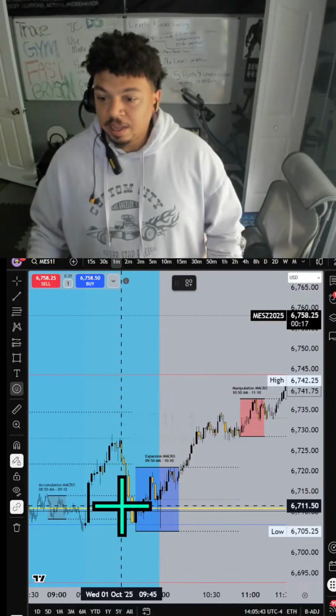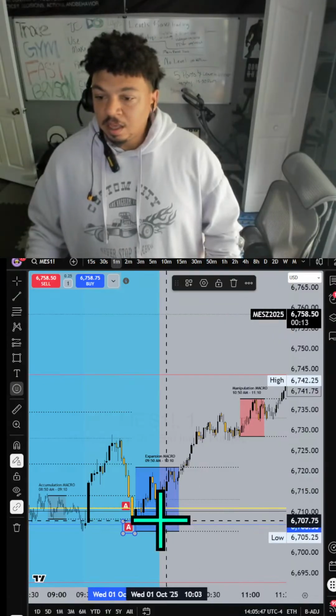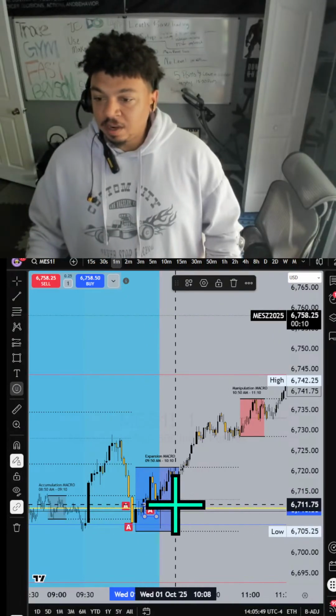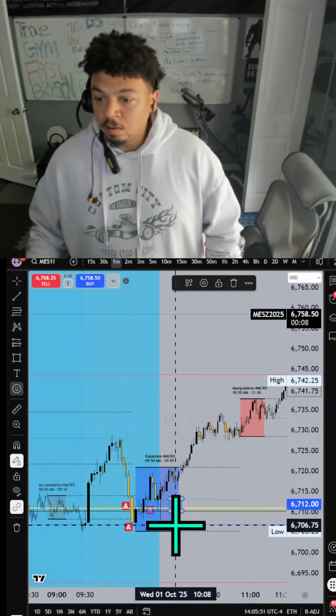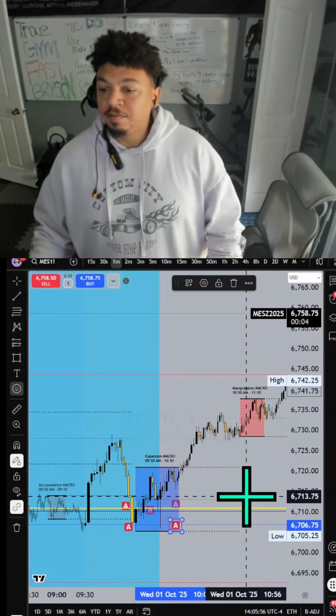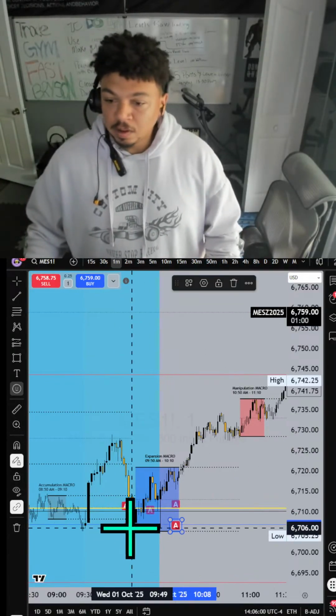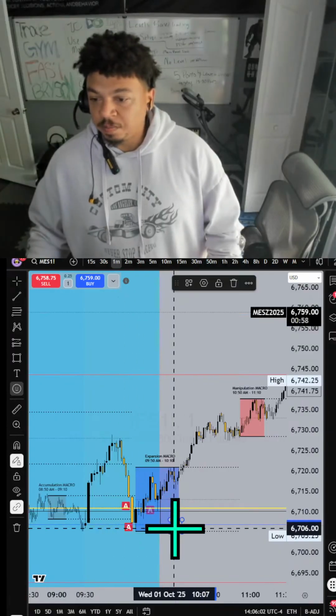We came back to midnight open. That could have been an A. Came back to London high. That could have been an A. We came back to 8:30. That could have been an A. Back to midnight open, excuse me, and then London open again. So that's about 5 different A's, 2 if you count both 8:30 touches, right? If you only looked at the lowest level here, then it would have just been 2.